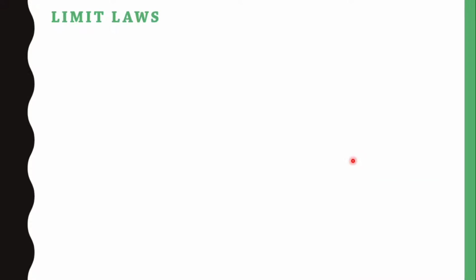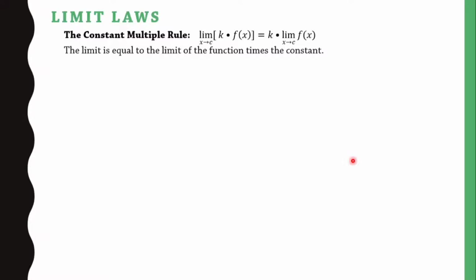The next rule is called the constant multiple rule. The constant multiple rule says that the limit of k times f of x as x approaches c is k times the limit of f of x as x approaches c. Or in other words, the limit is equal to the limit of the function times the constant. So what we do is we take out the constant in this function and get the limit first, then multiply it by the constant.